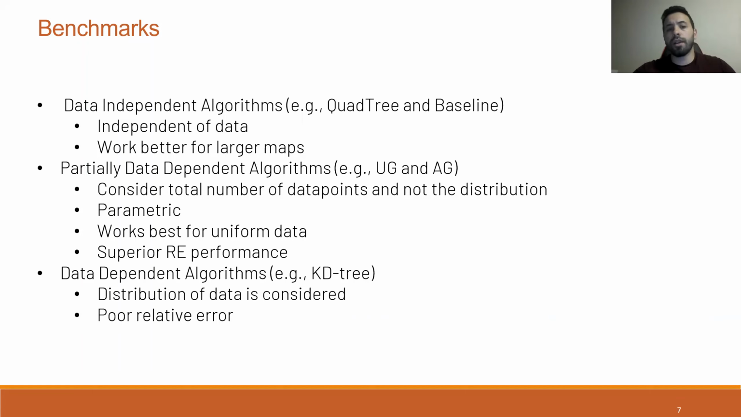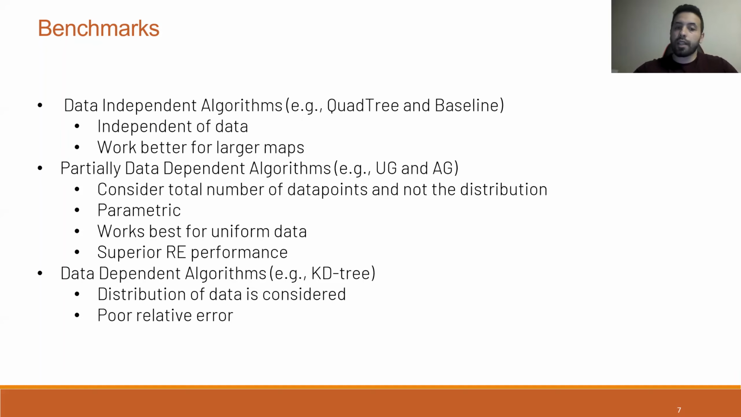The second group is the partially data-dependent algorithms such as UG and AG. These algorithms are based on the total count of the data points on the map and do not consider the distribution itself. They come up with a new granularity for the grid and then apply the Laplace mechanism to sanitize the data. Despite the simplicity of the algorithms, they have been shown to have really good performance in terms of the relative error.